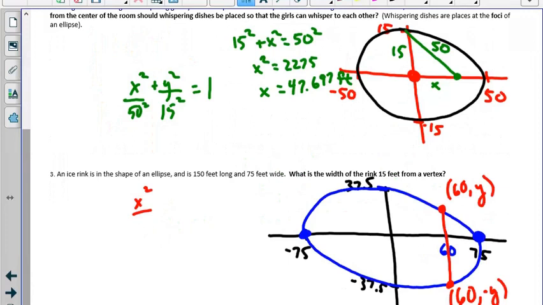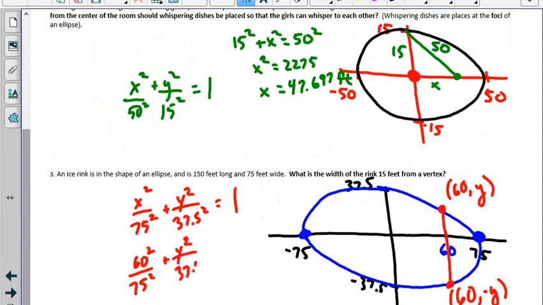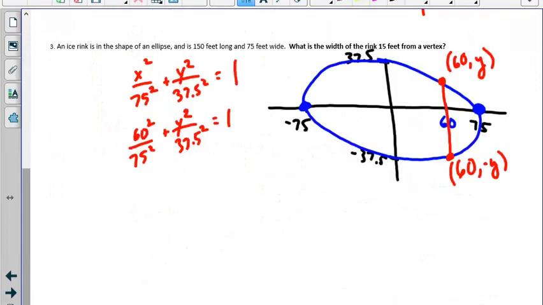So our equation is x squared over 75 squared plus y squared over 37.5 squared equals 1. We would want to substitute in 60 for x. And then we have a little bit of solving to do. We want to solve for y, obviously. So if we multiply everything by 75 squared, we get 60 squared plus 4y squared equals 75 squared. If you multiply the y squared over 37.5 squared term by 75 squared, one thing to notice is that 75 squared is exactly 4 times what 37.5 squared would be.